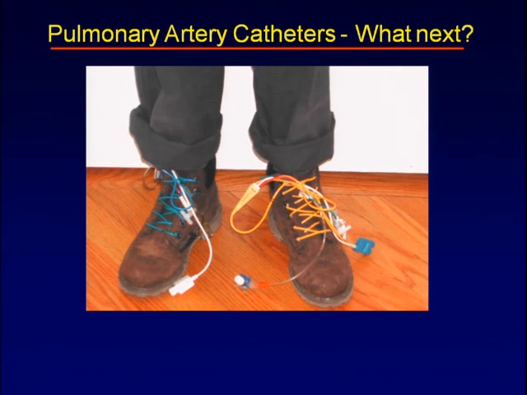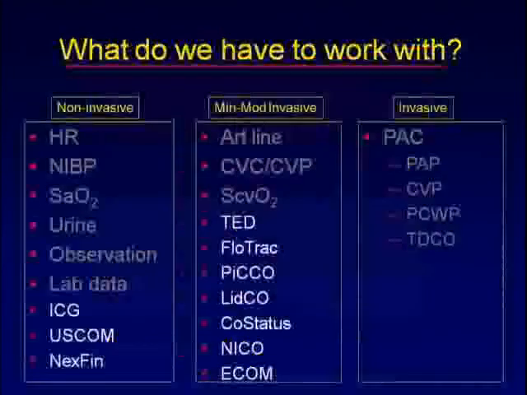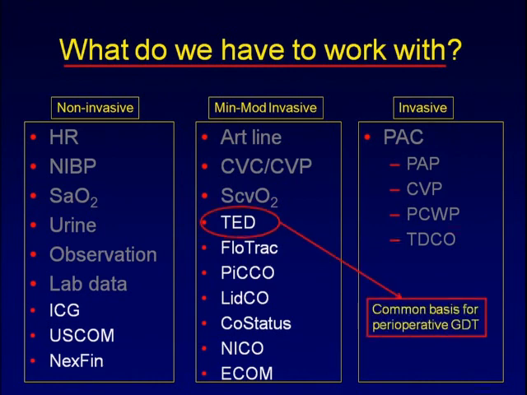But what happens here largely is that we have to keep in mind that although we're seeing the pulmonary artery catheter pass largely, flow management with it still remains the clinical standard to which many new devices are compared. So, as the previous speakers have described, we have a variety of new things that we can look at here, both non-invasive and moderately invasive. And transesophageal Doppler, as Dr. Gann mentioned, has actually been the basis for a lot of the common reports on perioperative goal-directed therapy.